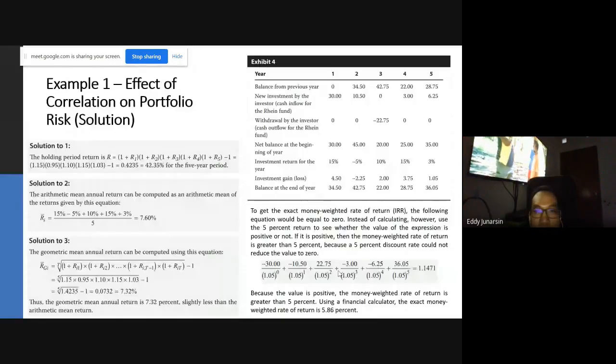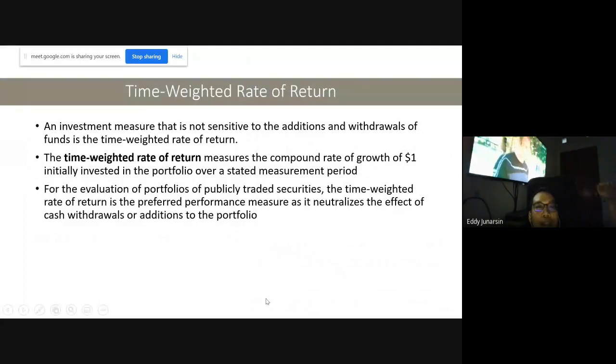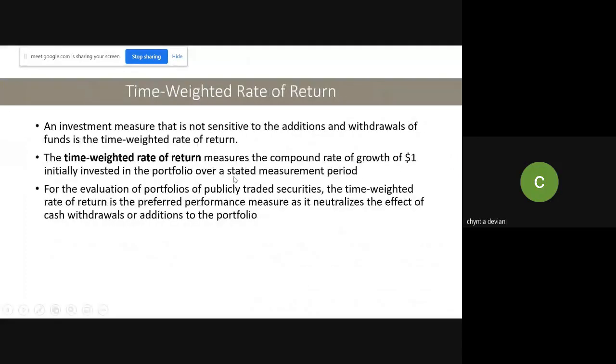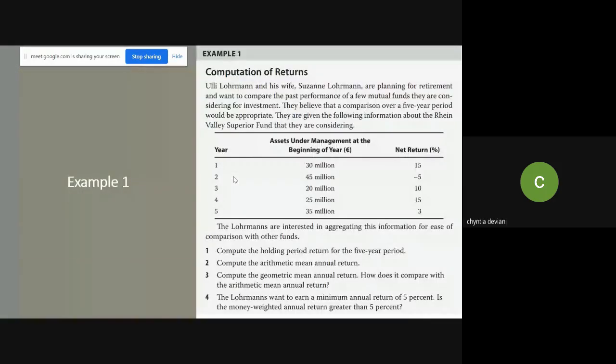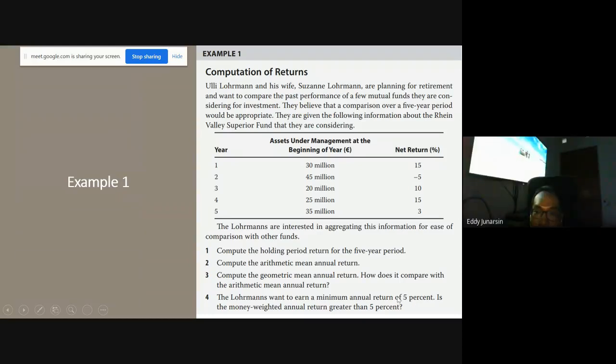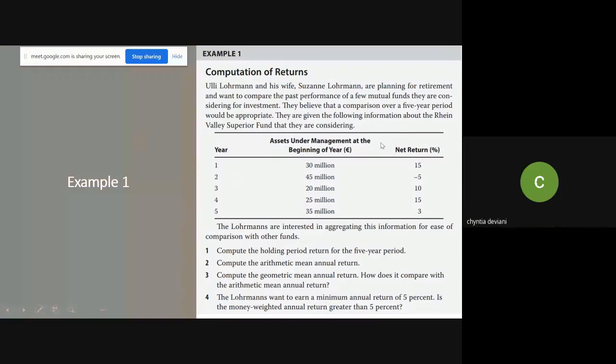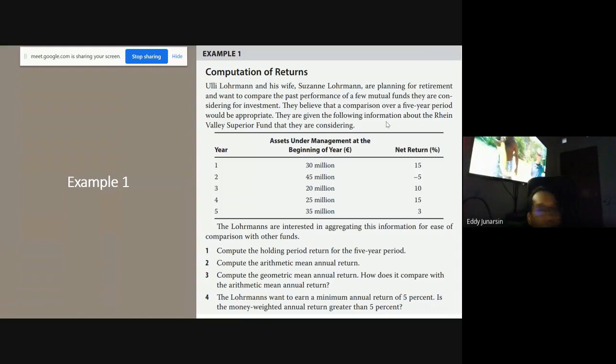Okay. Any question up to this point? Money weighted. Sir, for the investment return for the year, when we compute the money weighted rate of return, will it be provided in the question? Provided by who? I mean, the information? Yeah, the information. Yes, this is provided.